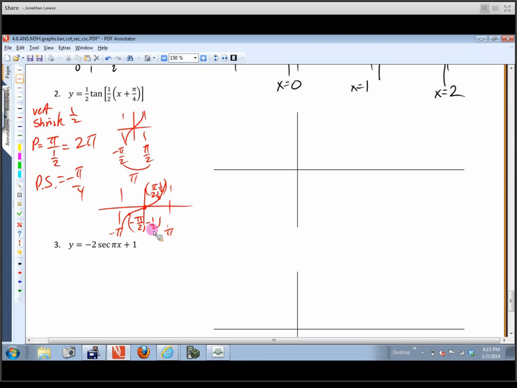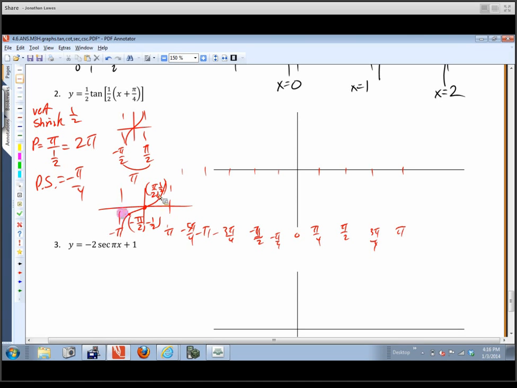Okay? So that takes care of the period change factor. That takes care of the vertical shrink. But then I've got a phase shift of negative pi fourths. So I want to move that entire graph backward pi fourths. Now, let's go ahead and mark things off in pi fourths. So if this is pi fourths, that's pi halves, 3 pi fourths, and that's pi. And then the same on the other side. Pi fourths, pi halves, 3 pi fourths, and so forth. Okay. So I've got negative pi fourths, negative pi halves, negative 3 pi fourths, and this is going to be negative pi. If I went one more pi fourths, that would be negative 5 pi fourths.